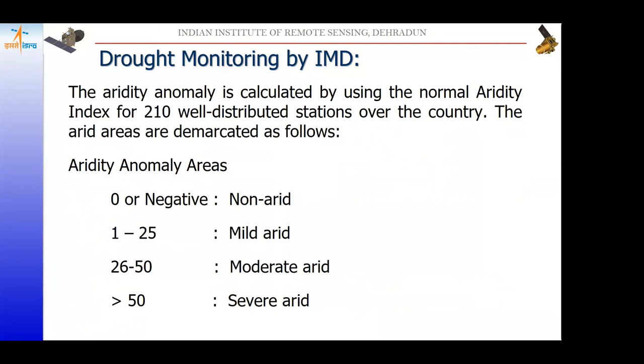When they scale up with multiplication by 100, if the values are lower, on the zero and negative side, that is a situation of normal condition or non-arid condition, while the higher side of the LD anomaly index value leads up to aridity, mild arid to moderate, and further if the value is higher than 50, it is classified as a semi-arid situation.